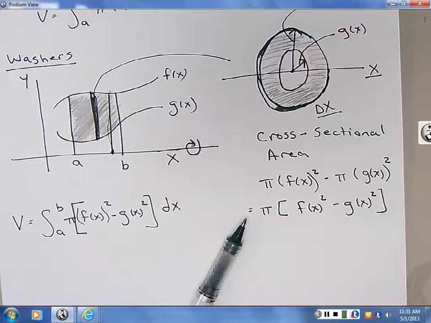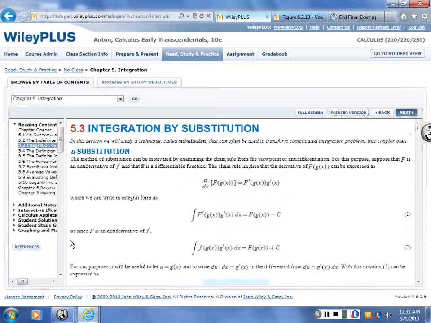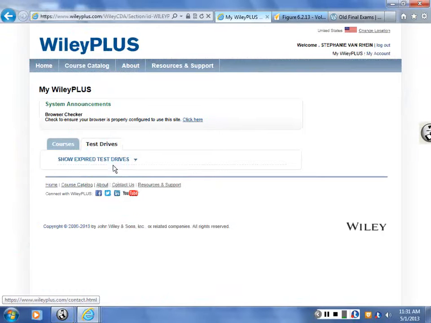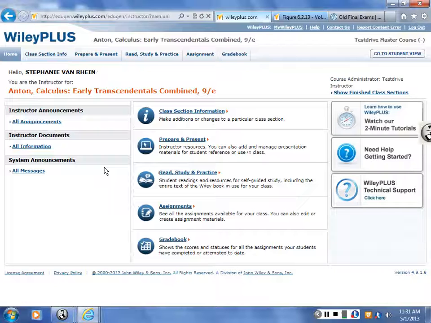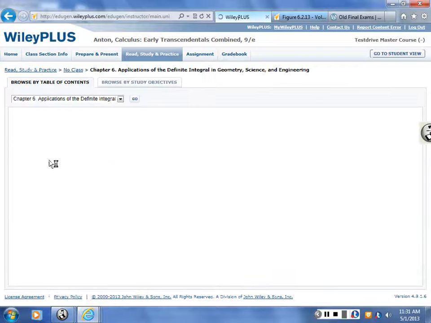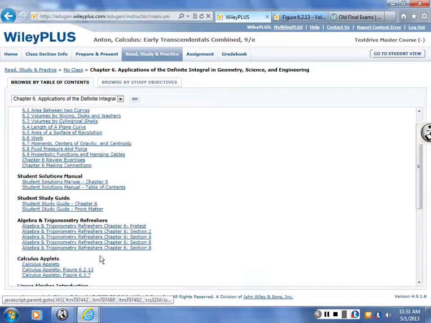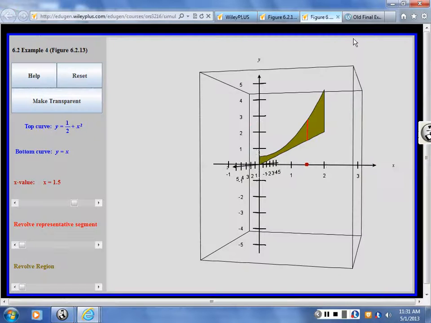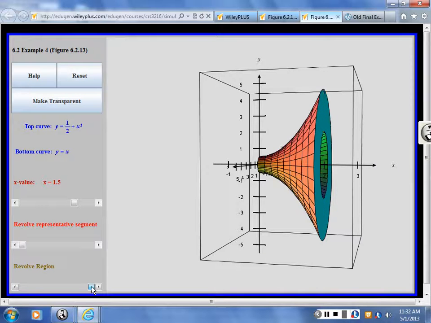Let's go to Wiley. Wiley has applets. Honestly, in the 10th edition, the applets were quite a bit downgraded from the 9th edition. So I'm going to pull up the 9th edition applet, and I think we'll be able to see this a little easier. So we're going to look at the applets from this section. Okay. So you see I have an area bounded by two curves. Then if I come in here and I rotate this about the x-axis, I'm going to get this shape.